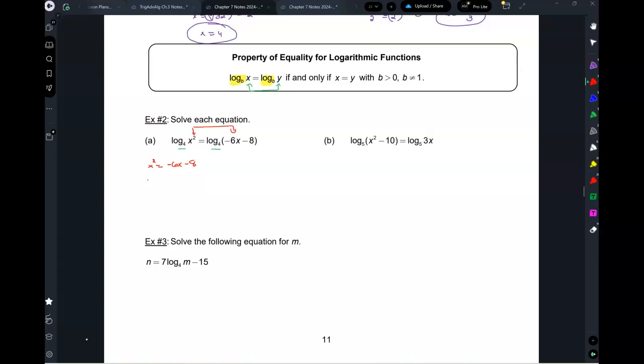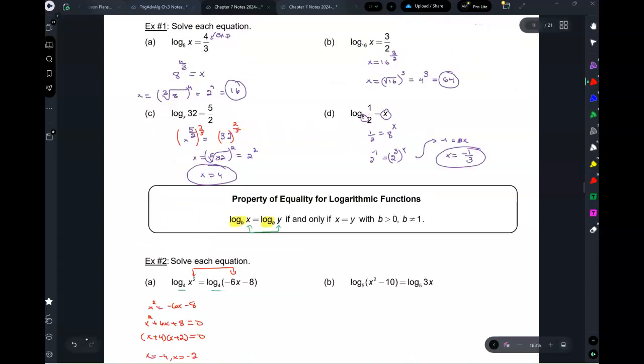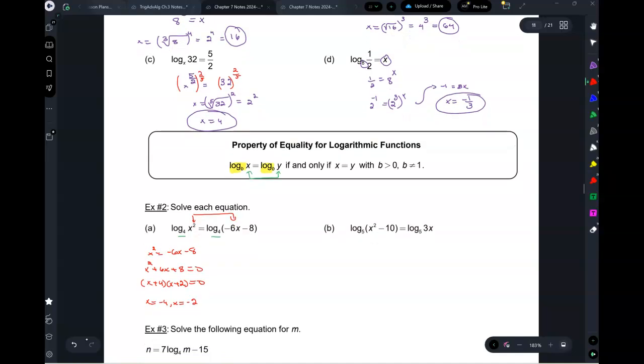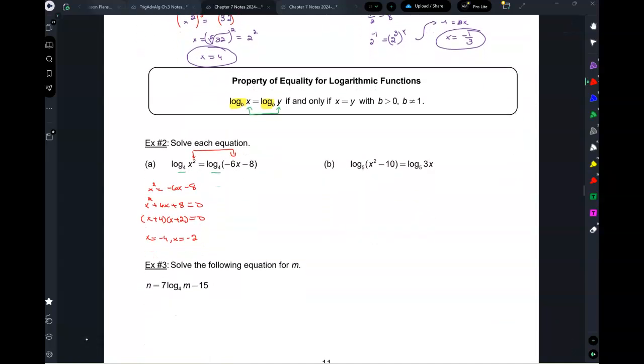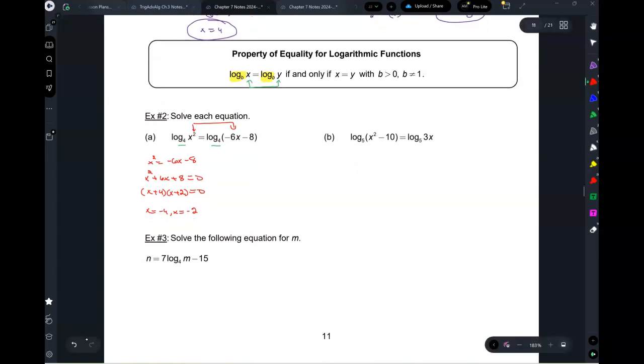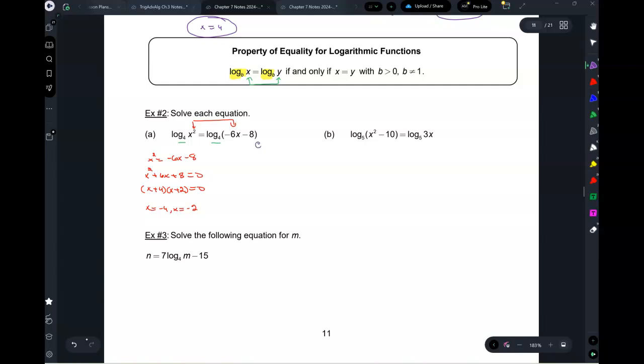Okay, so let's move everything to the same side. Let's factor. Oh, yay. So x equals negative 4, x equals negative 2. Now, you don't have to check your answers if you have an exponential equation, but if you have a logarithmic equation like this, if you have logarithms, more than one logarithm in an equation, you have got to check your answer. So why don't we go ahead and do that?